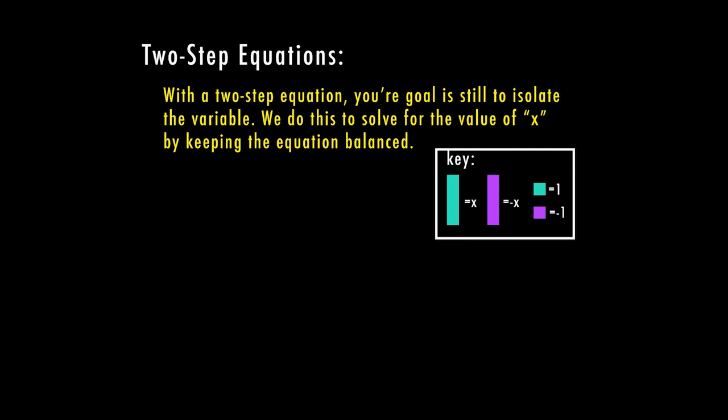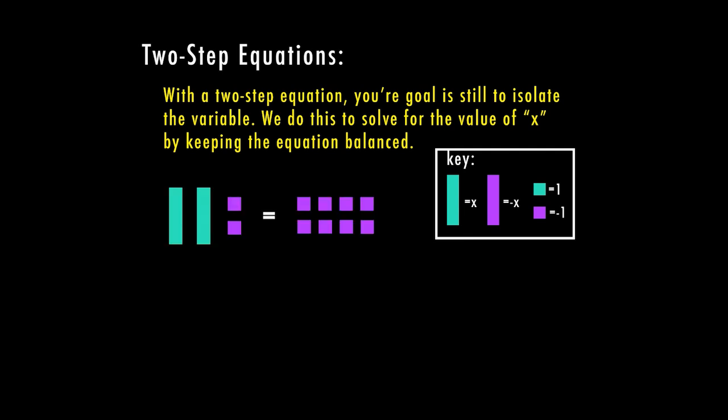So we're going to start here with a key. A green rectangle represents our x. A purple rectangle represents our negative x. Sometimes those are just called tiles, and we are using pictures of algebra tiles here to help us solve the problem. Your square tiles are equal to 1 if they're green and -1 if they're purple.